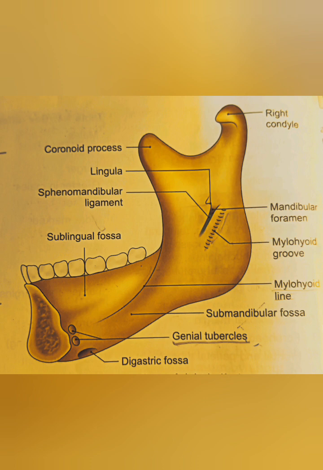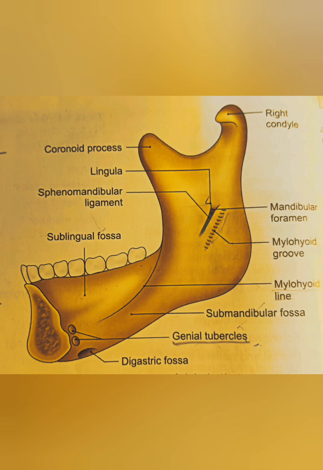There is an area which is above the mylohyoid line. This area above the mylohyoid line is called the sublingual fossa. It is called the sublingual fossa because it lodges the sublingual gland. The sublingual gland lies in this fossa.